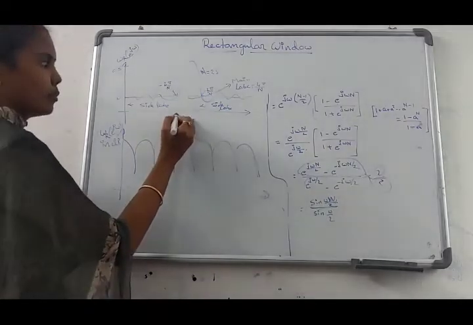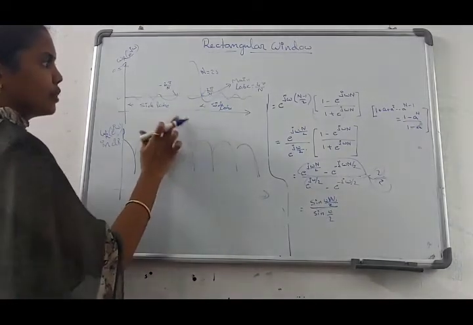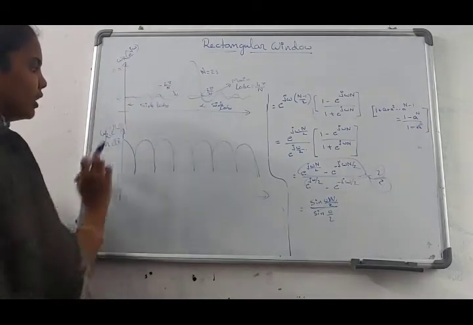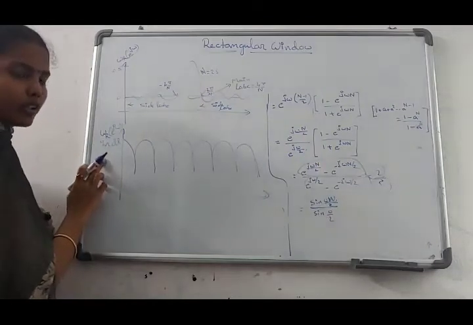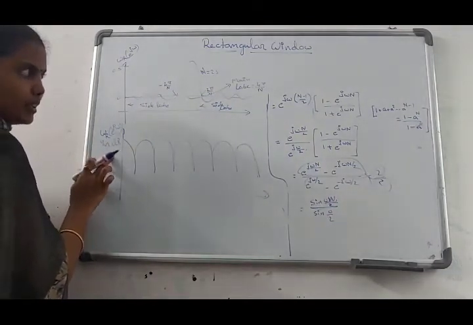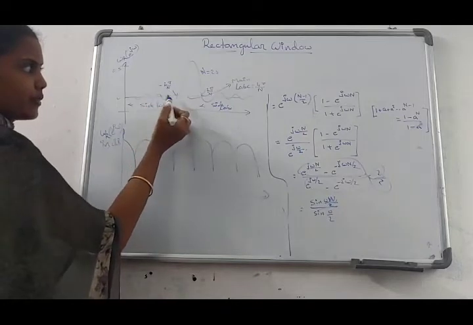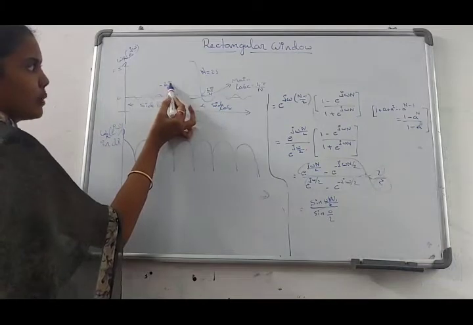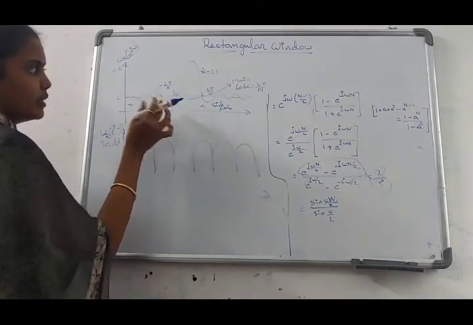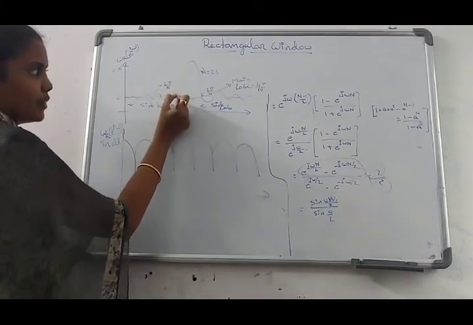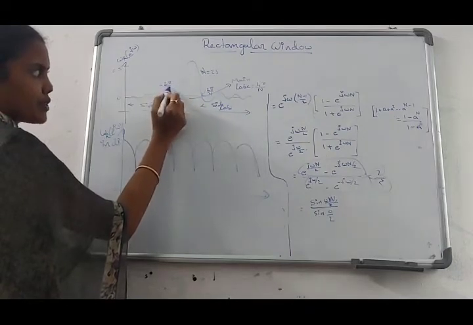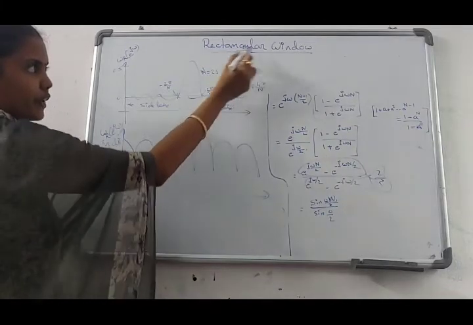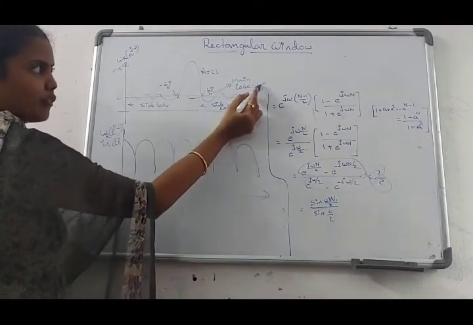This is the normalized frequency response of the window, WR of e power j omega in dB, decibels. This is a sinc-type signal. Here is minus 2 pi by N. These two are side lobes, one at minus 2 pi by N and the other at 2 pi by N. The total width of the main lobe of the rectangular window is 4 pi by N.